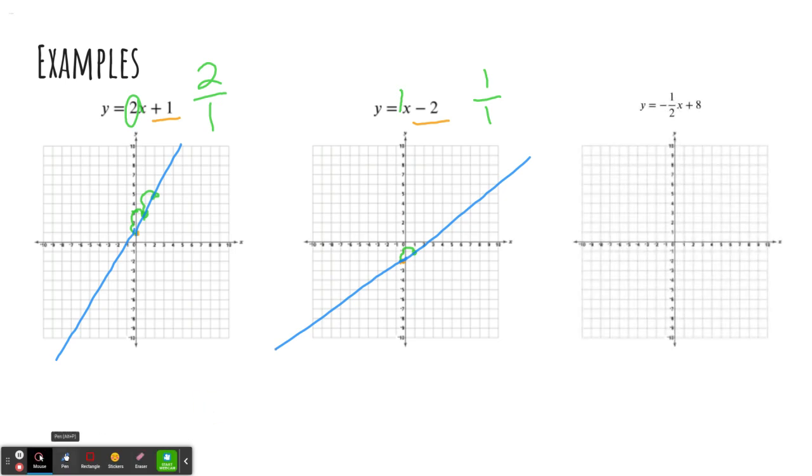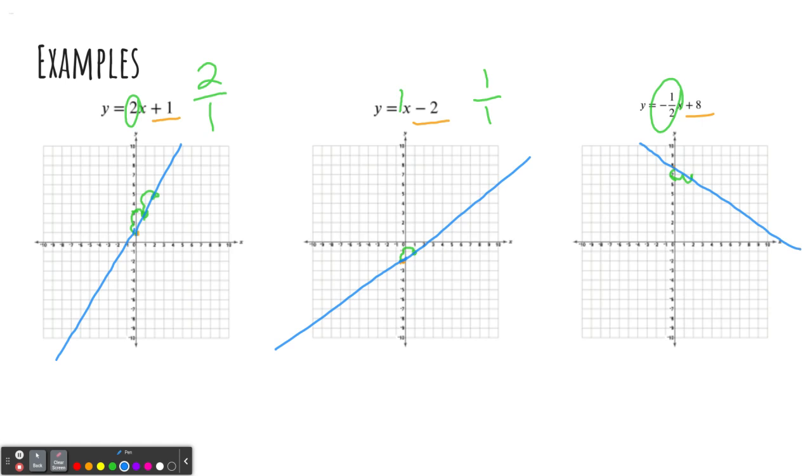Final example, start with our b for beginning. That's our 8. So I'm going to put a point at 8 on the y-axis. Now m for move, my slope is -1 over 2. Because my slope is negative, we're going to go down 1 over 2. And have our point. Connecting those 2 points will get you this line.